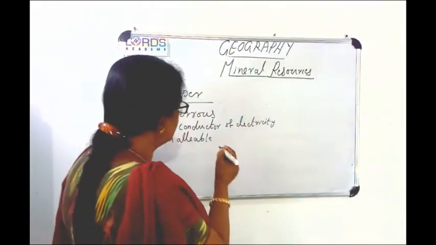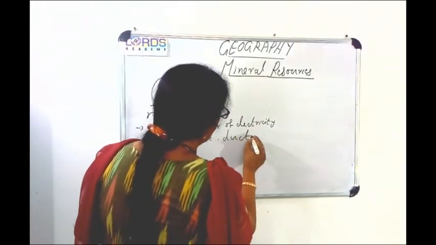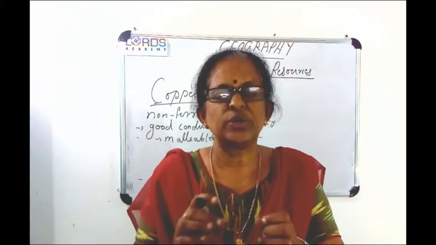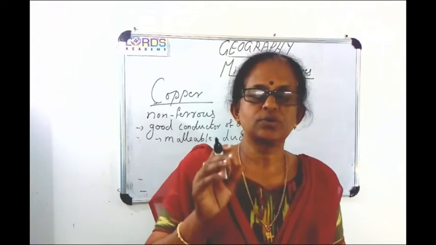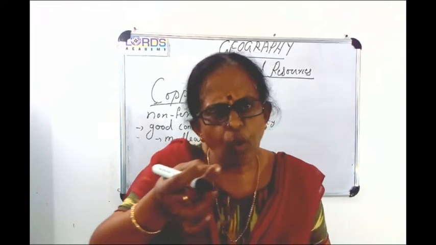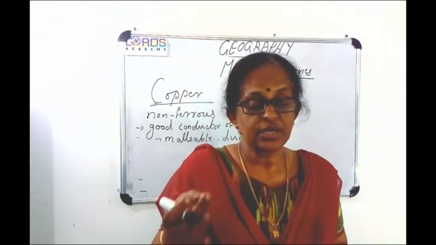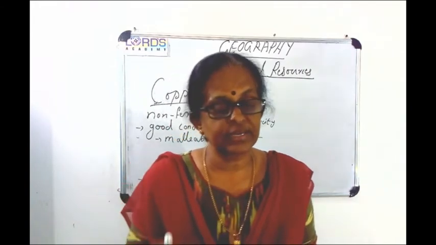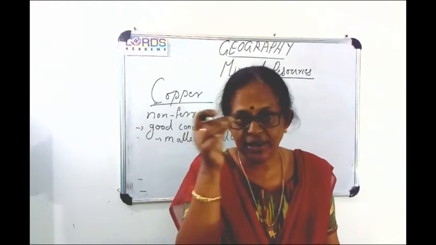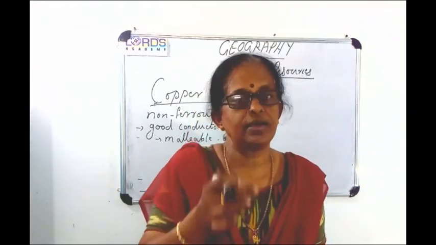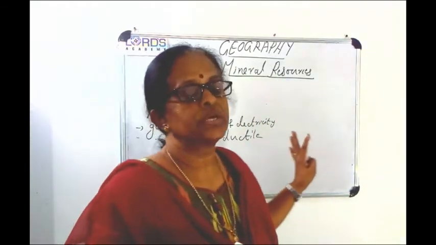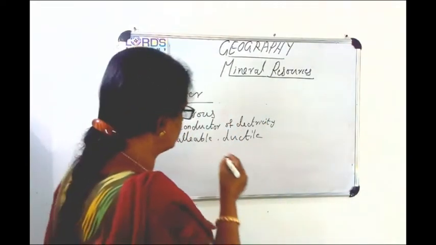Another word is ductile. What do you mean by ductile? It is able to be drawn out into a thin wire. We can make copper into thin wires. That is why we make electric wires and other equipment. When you see an electric wire, you can see the copper wires inside. That is ductile; it is used in making electric wires.